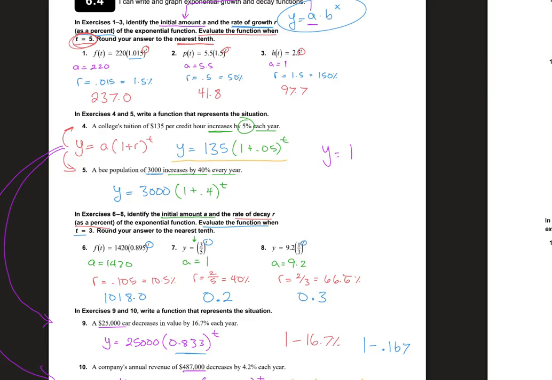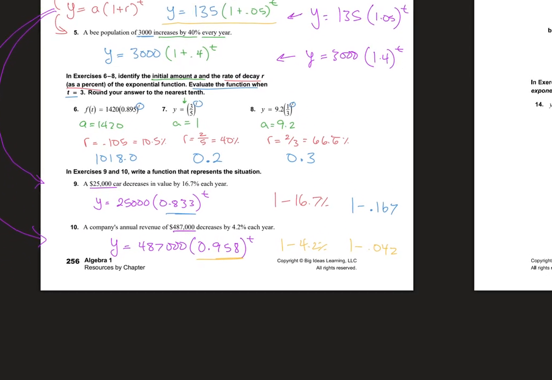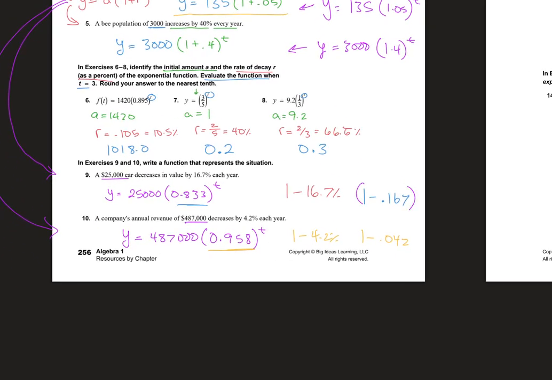Y equals 135 times 1.05 to the t power, and y equals 3,000 times 1.4 to the t power. So that's what those look like. I mean, I think you could have figured that out. And I guess I also could have written these in the parentheses. And if you're like, what do you mean in the parentheses? It would have been connecting back here. This would have been back here.